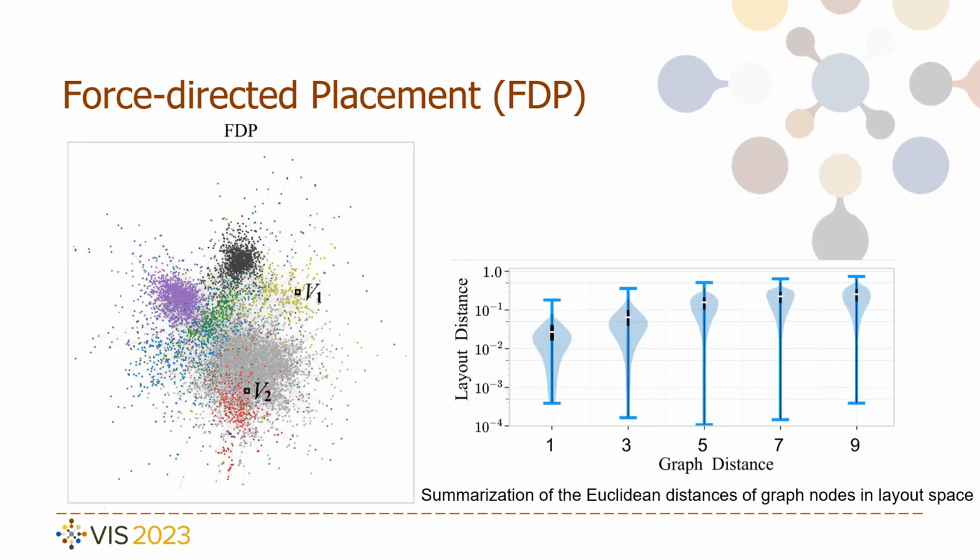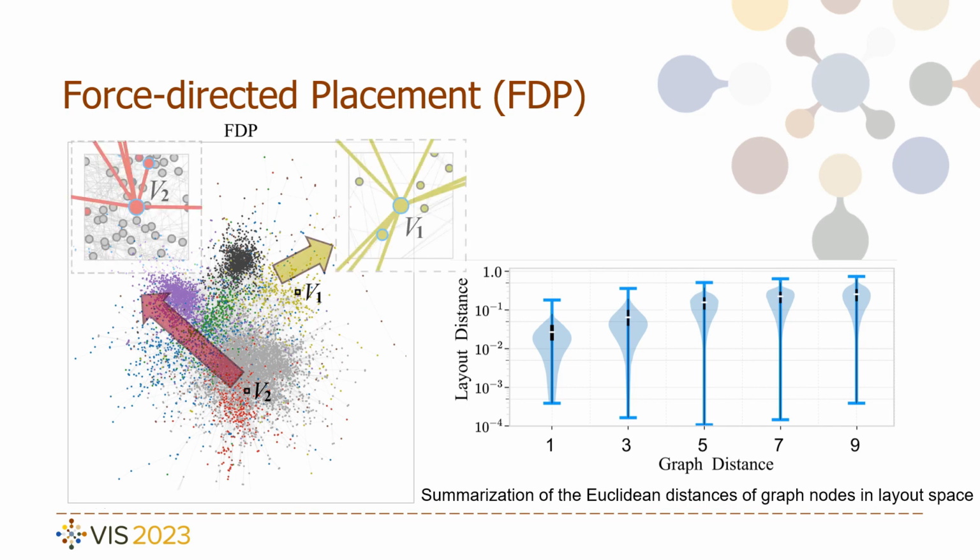A typical problem of spring-electric models is that each pair of neighboring connected nodes is subjected to a large repulsive force, but the spring attractive forces are small. Such a situation would destroy graph structures by preventing connected nodes from being neighbors in the layout.